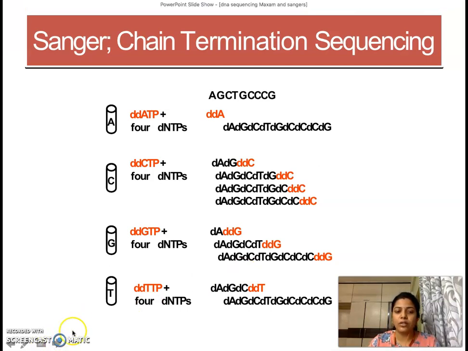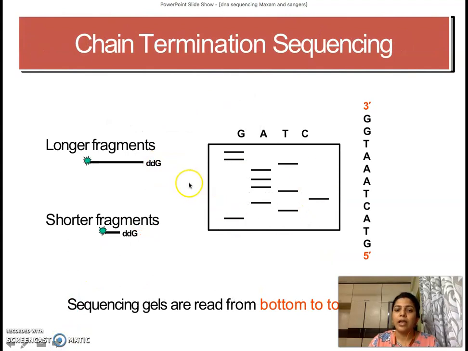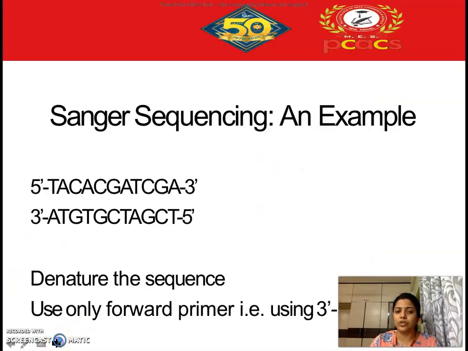So once this reaction has been completed, we would be running it onto the gel. As we have seen, the shorter fragments will be running faster and the longer fragments will remain closer to your well. Depending upon their positions, you would be reading the gel from bottom to top. So here it is G first. You can see G, then T, then A, then C, then again T, A, T, G, G. That is how your sequence is going to be read.